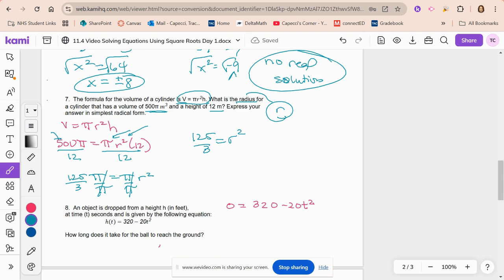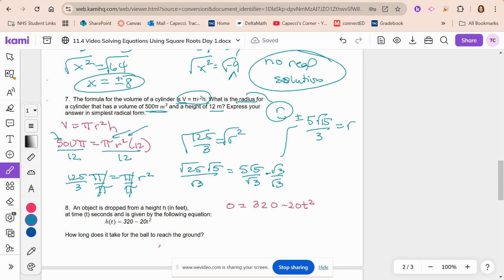Okay, so I'm going to take the square root of both sides. It's a little bit more advanced because it's a fraction. 125 gets broken into 25 and 5, and I have root 3 on the bottom. So that gives me 5 root 5 all over root 3. Now I can't have a square root on the bottom, so I'm going to multiply top and bottom by root 3. And that gives me 5 root 15 all over 3.